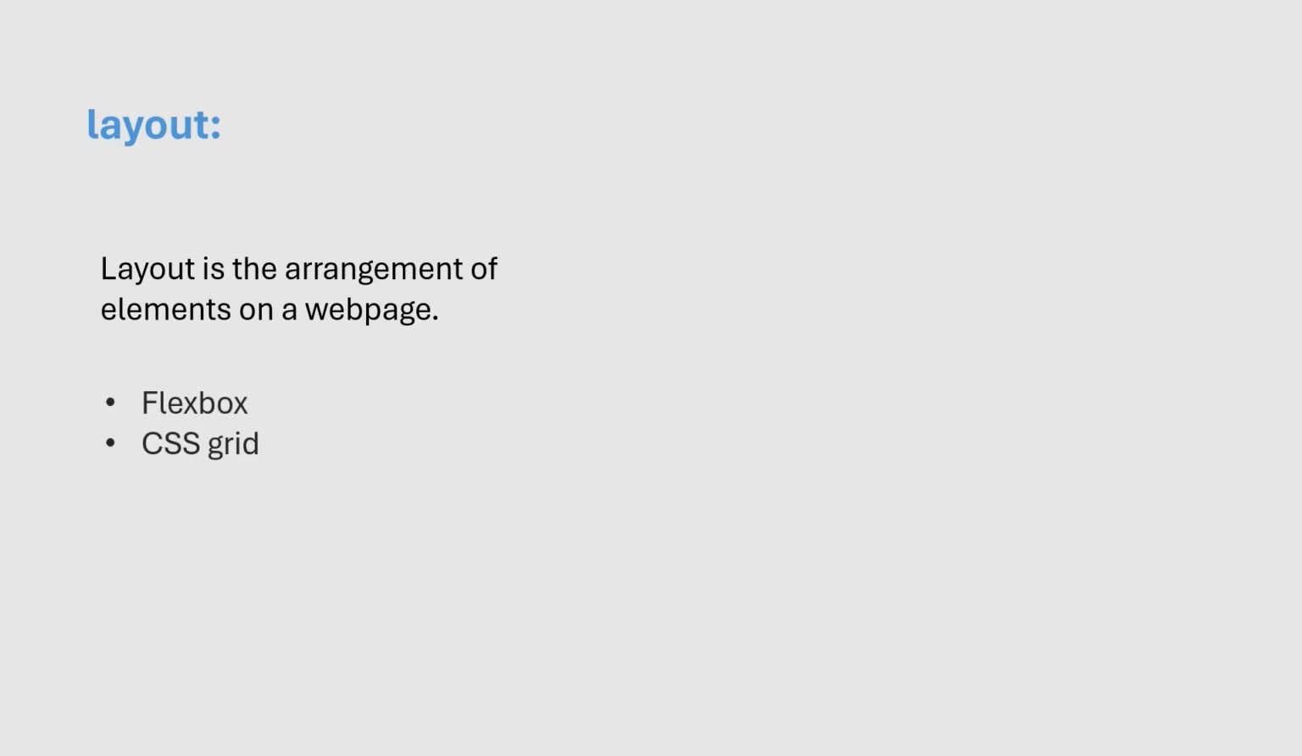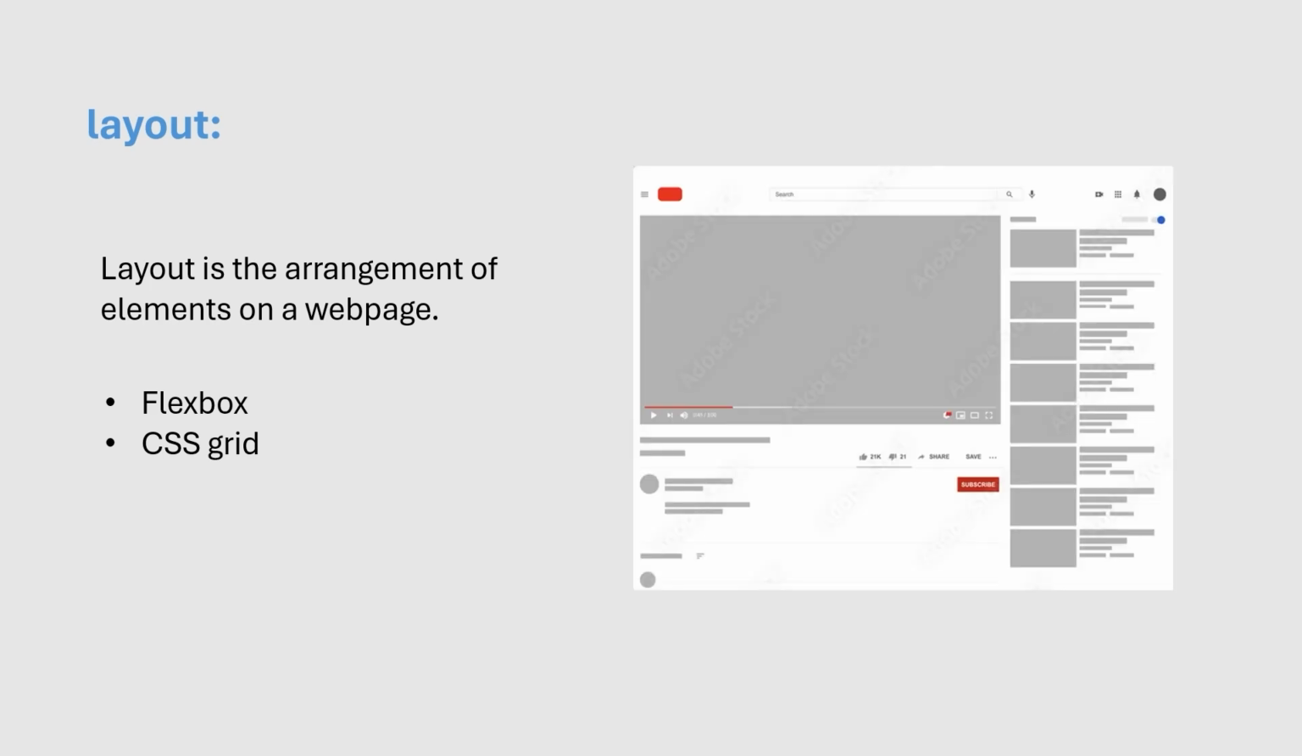In this video, we are going to discuss something very important in CSS, that is the layout of a web page. What is layout? Layout is the design of a web page used to arrange the elements like text, images, buttons. Mainly there are two methods used to design the layout of a web page. They are flexbox and CSS grid. In this video, we are going to use flexbox because it is simple and easy to implement. This is an example of YouTube's layout, and this is how YouTube arranges its elements.